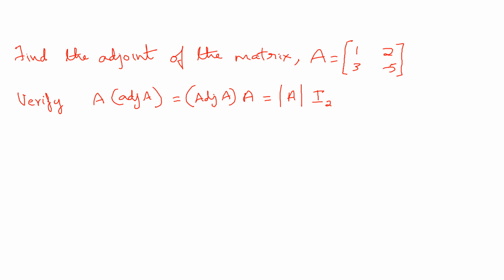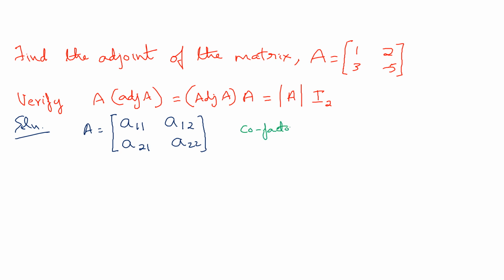Now how to solve? First we have to solve the first part. How to solve this? The given matrix is of the general form A11, A12, A21, A22. So now how to write its cofactor matrix? Why do we want the cofactor matrix? In order to find the adjoint, we have to take the transpose of the cofactor matrix.